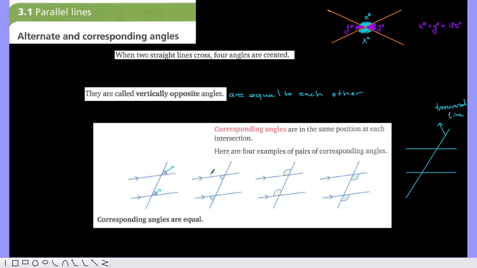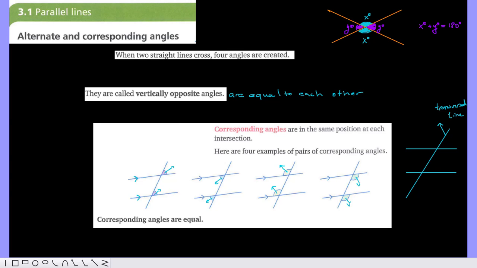Sorry, I forgot to tell you something also. These two lines are parallel, and we understand that they are parallel from these arrows. When you see these arrows, it means that these two lines are parallel to each other. So these two angles are corresponding angles, and they are equal to each other also. This one and this one are looking to the same side. This one and this one, and this one and this one, are looking to the same side. So corresponding angles are equal to each other.